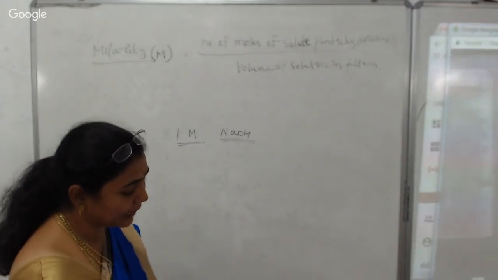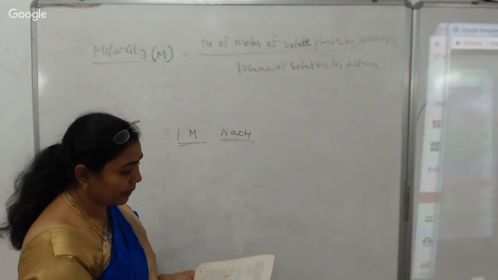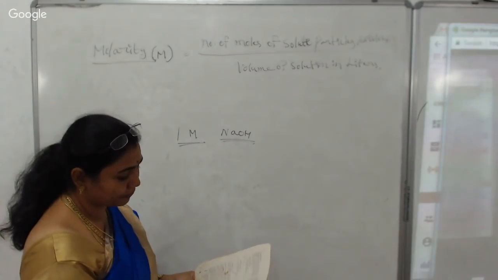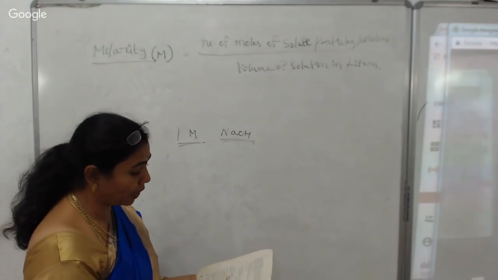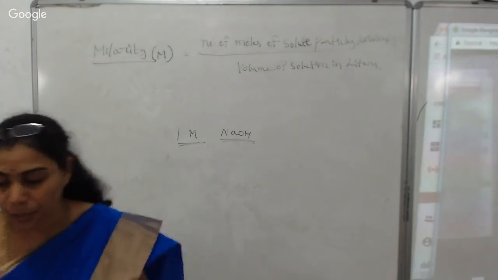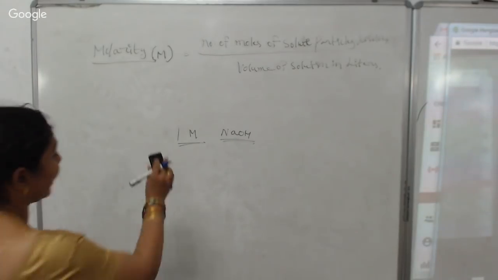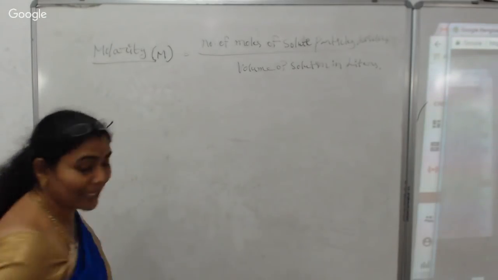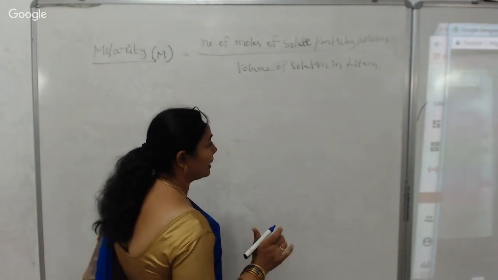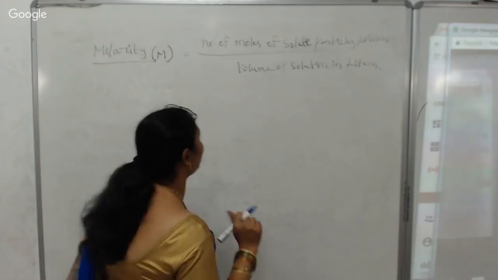Calculate the molarity of sodium hydroxide in the solution prepared by dissolving 4 grams in enough water to form 250 ml of the solution. The easy way is to write this formula. Otherwise there is one more formula, which is very easy to understand. Calculating the molarity, this formula is very, very important.